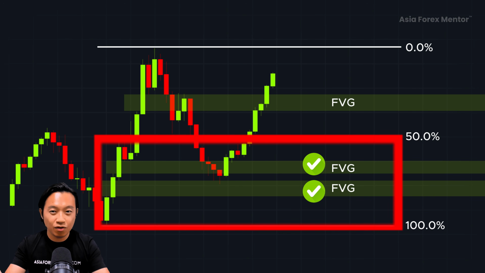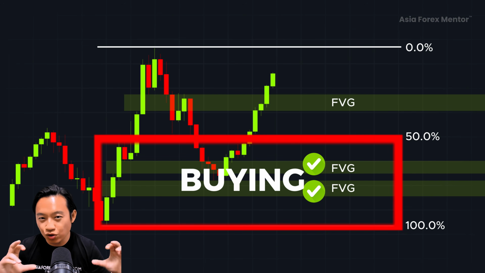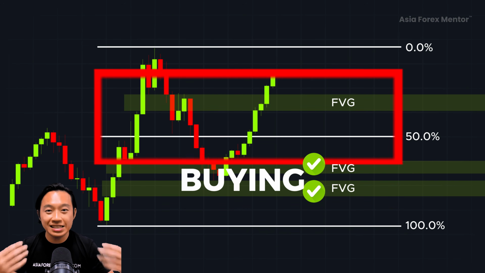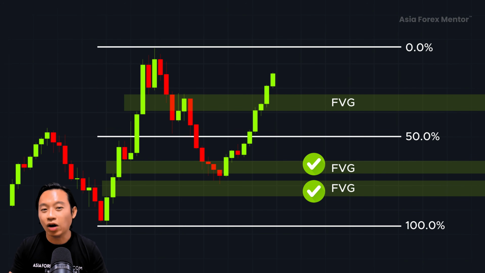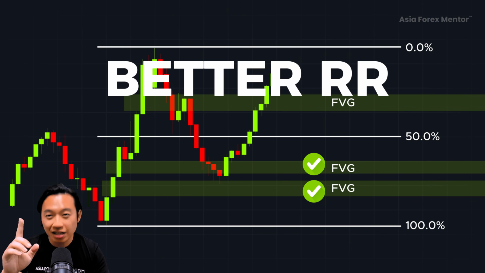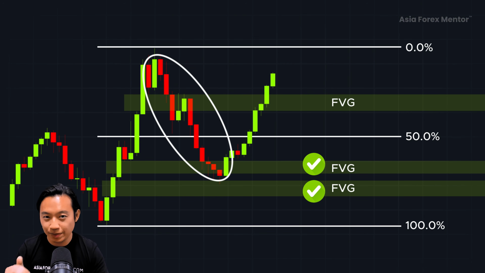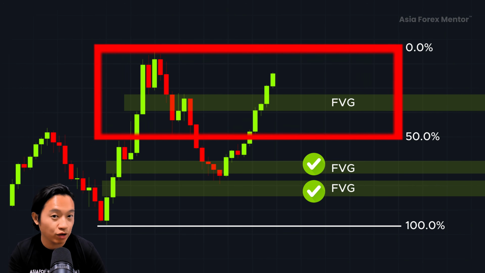So we are interested in buying where? In the discount zone. And then on the other hand, selling in the premium zone for better RR. So now this, in a way, conservative approach would result in getting, like I said, better RR, especially during deep retracements. However, during aggressive trends, buying in the premium side of the range can also be profitable.